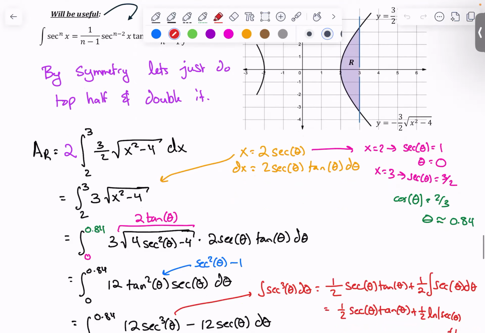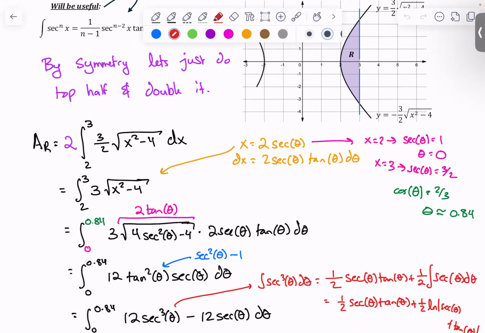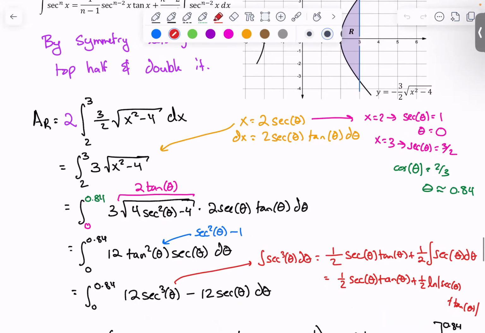Now that we've done that trigonometric substitution, we get this 3 times the square root of 4 secant squared theta minus 4 times 2 secant theta tangent theta. The square root of the inside is actually just 2 tangent theta. So we end up with 12 at the end of the day, the integral from 0 to 0.84 of 12 tangent squared theta secant theta. And so there is where the first challenge arises, because that doesn't fit into any of our criteria.